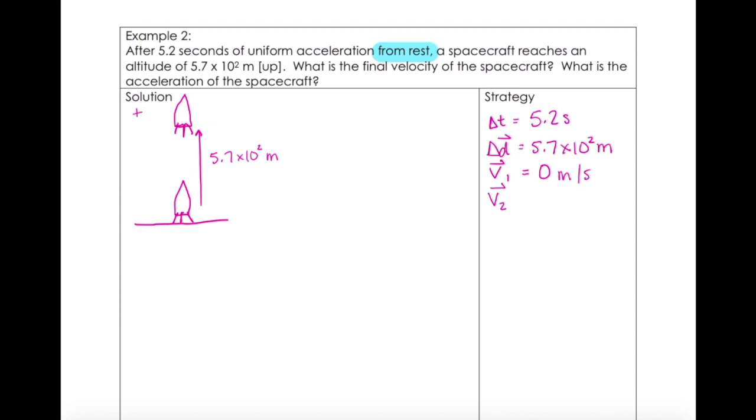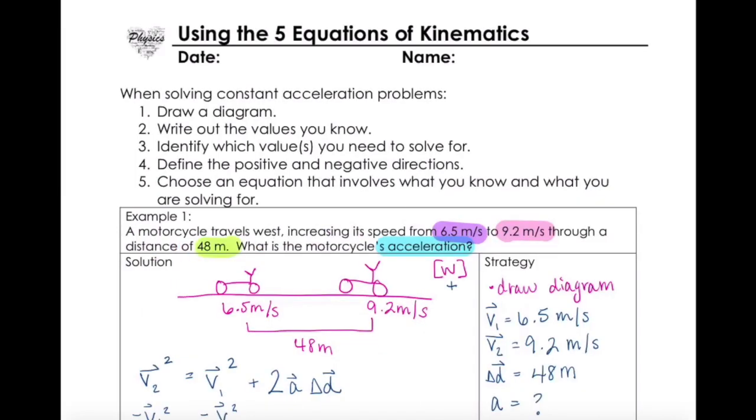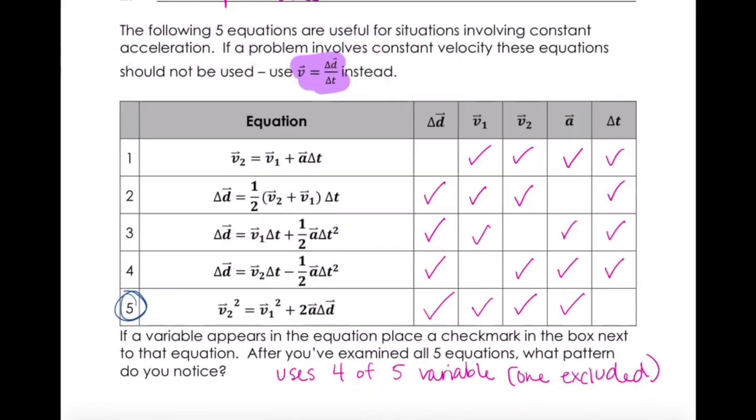Okay, so if we look at what we need, an equation that uses time, displacement, velocity 1, and velocity 2. So if we go back, we need time, velocity 1, velocity 2, and distance. So we're going to be using equation number 2.